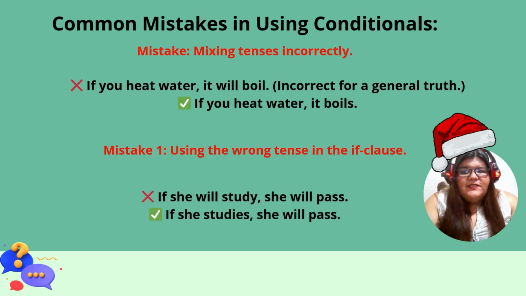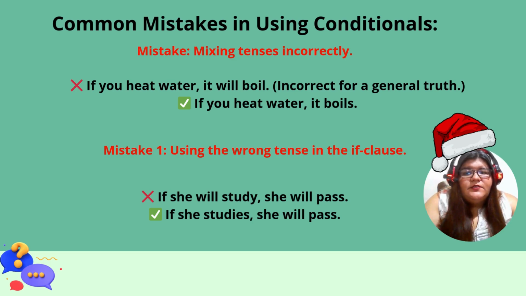So, guys, this is a bonus tip that I'm giving you. The common mistakes in using conditionals. Be careful, try to avoid these mistakes. Mistakes mean sentences used incorrectly. If you hit water, it will boil. Incorrect. For a general truth, the correct form to say it is if you heat water, it boils.